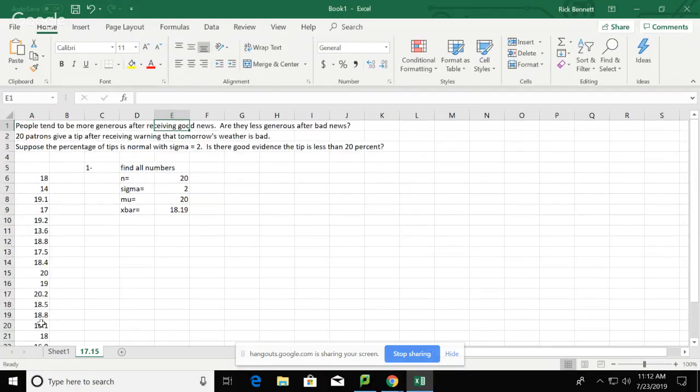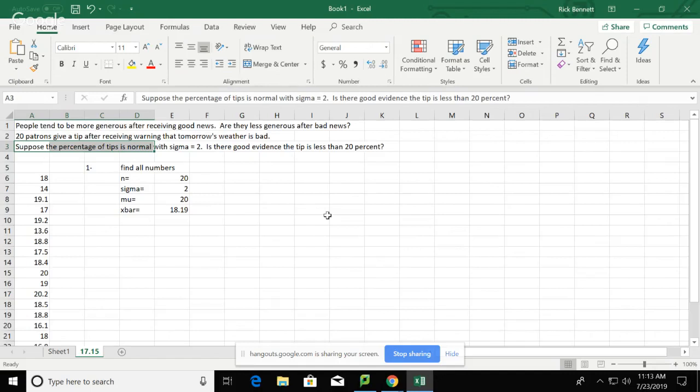So I got an x bar of 18.19, okay? Now, that's less than 20%, right? What have you noticed about your sample size? It's only 20, but they did tell you something very important here, okay? 20 is generally too small, right? But they told you, suppose it's known to be normal. Because it's known to be normal, I can get away with 20. Okay?